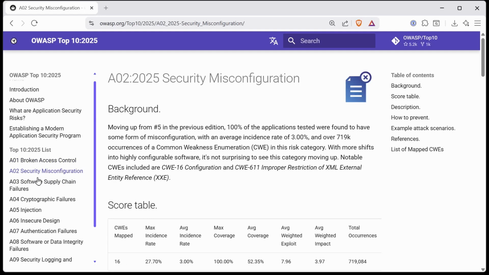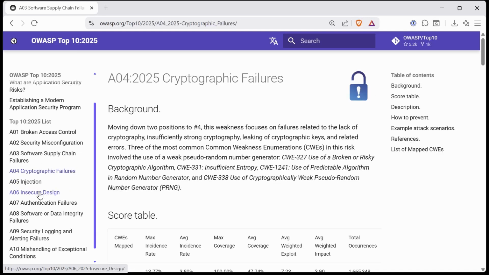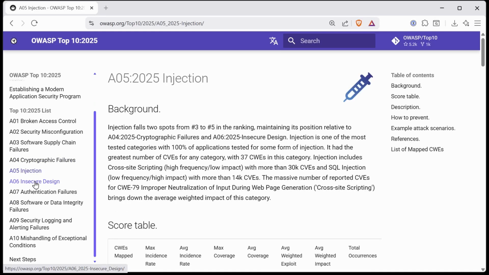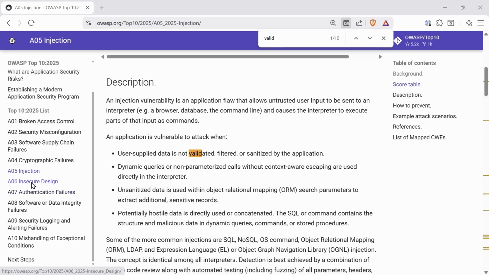Number 2, security misconfiguration. Okay, not much there. Number 3, software supply chain failures. At least some of those failures come from vulnerabilities in libraries that would be protected with input validation. Number 4, cryptographic failures. Not really. 5, injection. Absolutely. Input validation is a serious defense here. And yes, do that validation on the server side of the application.